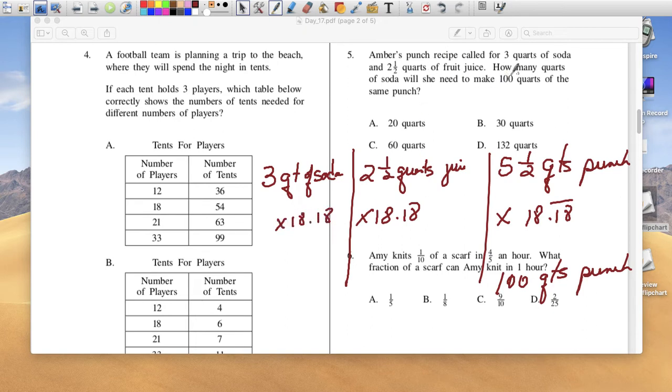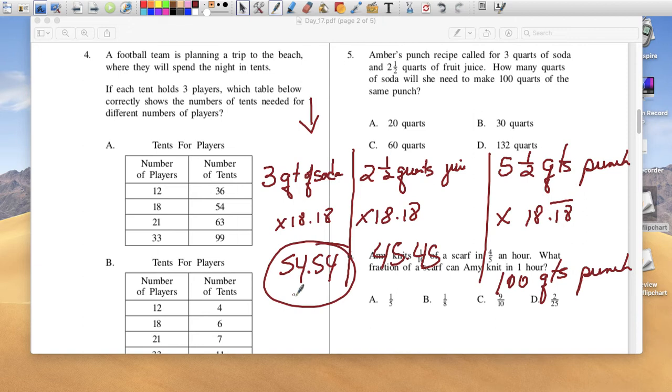We need to find out how many quarts of soda. This is what we're interested in. So 3 times 18.18 is going to give us 54.54 quarts. So I would use 54.54 quarts of soda. And even though the question didn't ask, in terms of juice, it is 2.5 times 18.18. That's going to give us 45.45. And you can tell I'm correct because if I add these two, it's going to give me 100.